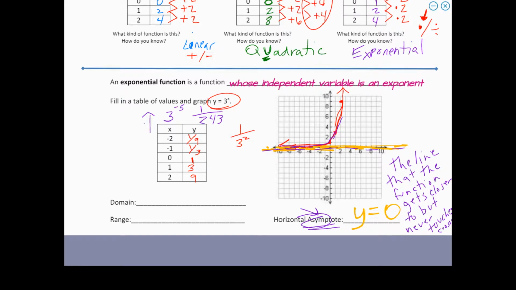So now, domain. What are we talking about when we're talking about the domain of a function? The x values. Good job.